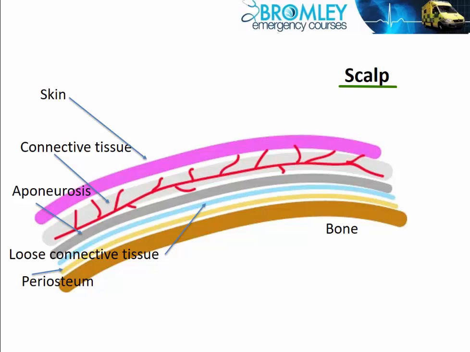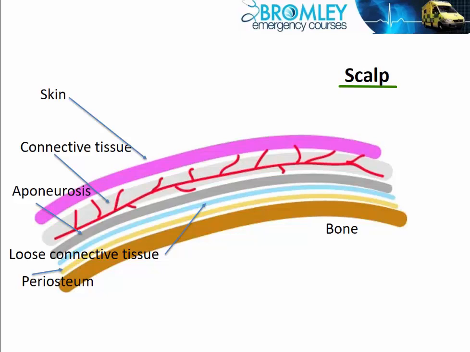C is connective tissue. Now, we're going to talk a bit more about that because the connective tissue layer is very important in the vascular supply. Then below that, we've got the aponeurosis. So this is like a very large, flat tendon that runs over the top of the scalp from front to back.